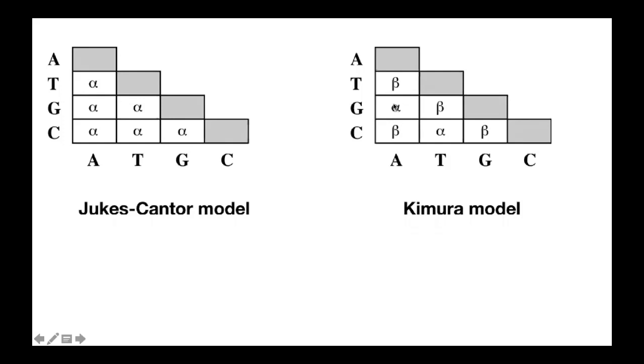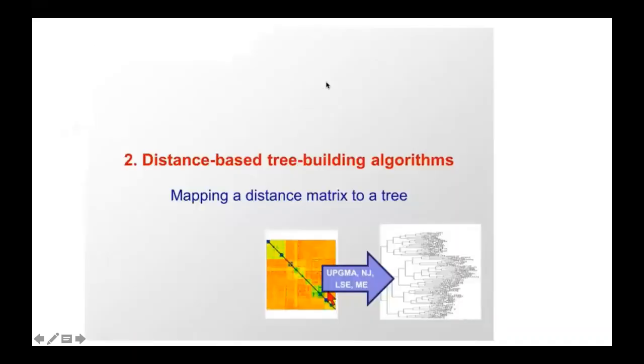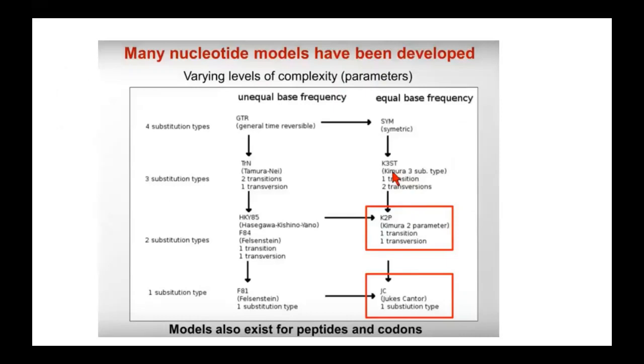So as we said, the change between T and C is different compared to A and G, because the changes between A and G are more frequent than the changes between A and C and A and T. So transition is more frequent than transversion. So Kimura used this model. I'll not go into the details, so I'll finish it here.